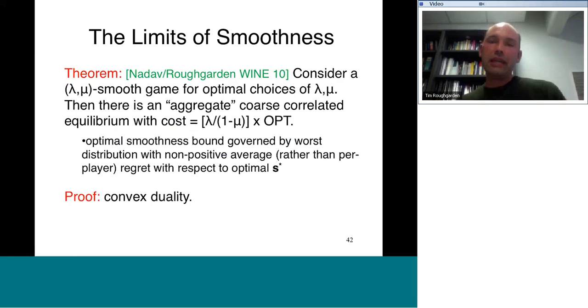So really, in some sense, smoothness arguments can be thought of as primal solutions, and these no regret sequences can be thought of as matching dual solutions, and they're really made for each other. Smoothness arguments are fundamentally about this outermost set of no regret sequences. You cannot do better, you cannot have a bigger set.